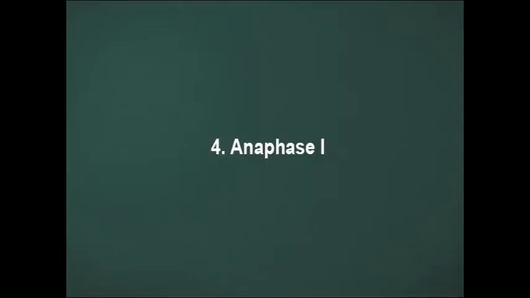Now, let's come to anaphase 1. At anaphase 1, homologous chromosomes are freed from each other, and due to the shortening of the chromosomal fibers, each homologous chromosome with its two chromatids and undivided centromere moves towards the opposite poles of the cell. The actual reduction in the number of chromosomes occurs at this stage.